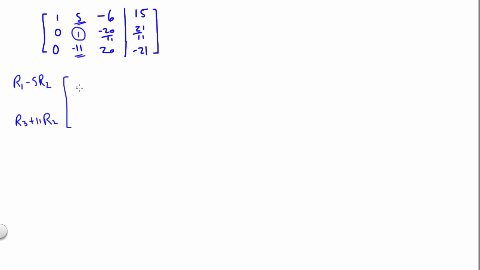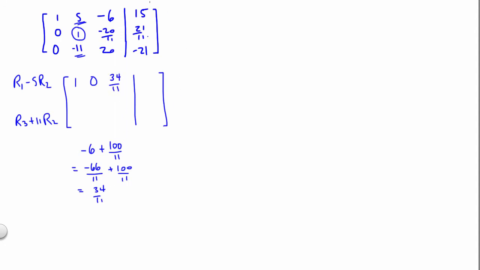All right, so working on the top row. Row 1 minus 5 row 2 is going to give us 1, 0. Now we're going to have to do a little bit of algebra down below. So we're going to take negative 6, and we're going to subtract off 5 times this fraction here. So I'm going to make that plus 100 over 11, and creating a common denominator, that's negative 66 over 11 plus 100 over 11 gives us 34 over 11. All right, so that gives us that entry there.